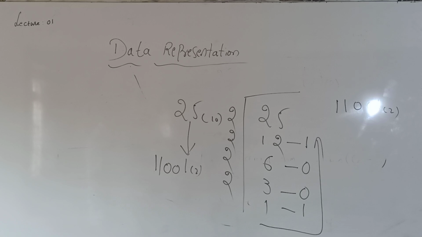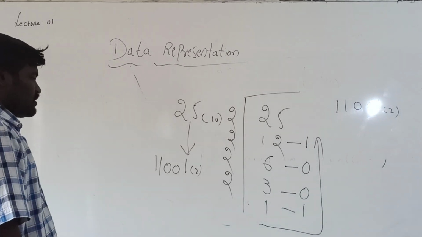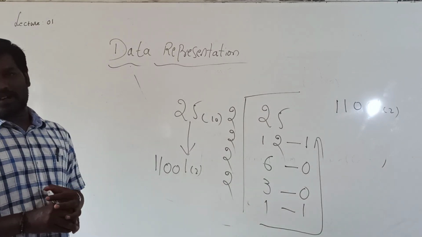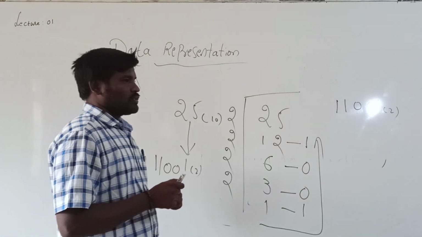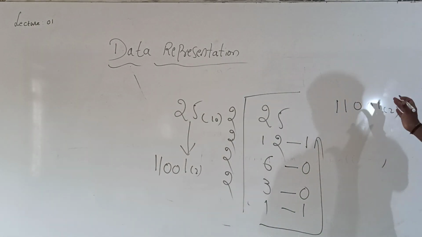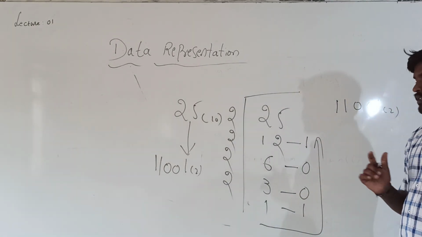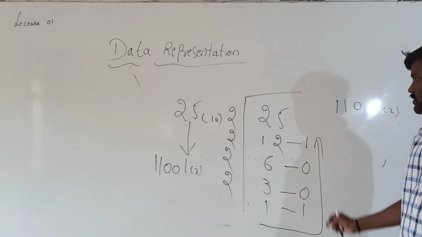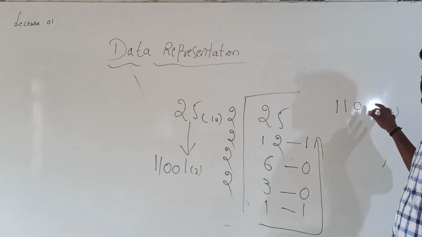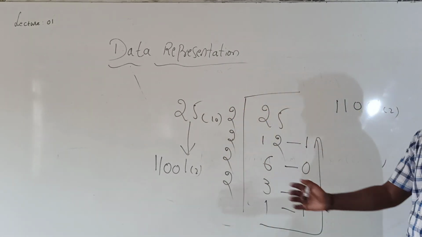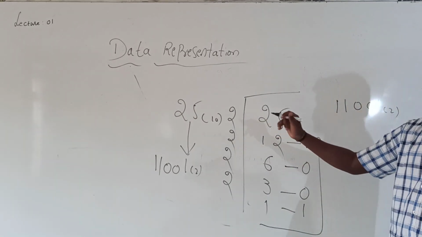Now we have to check whether we are following the correct method or not. Okay, so here the answer is 11001 in base 2. This binary is converted to decimal. Suppose if you want to convert this binary back, you have to get 25. Then only this method is correct, otherwise this method is wrong.